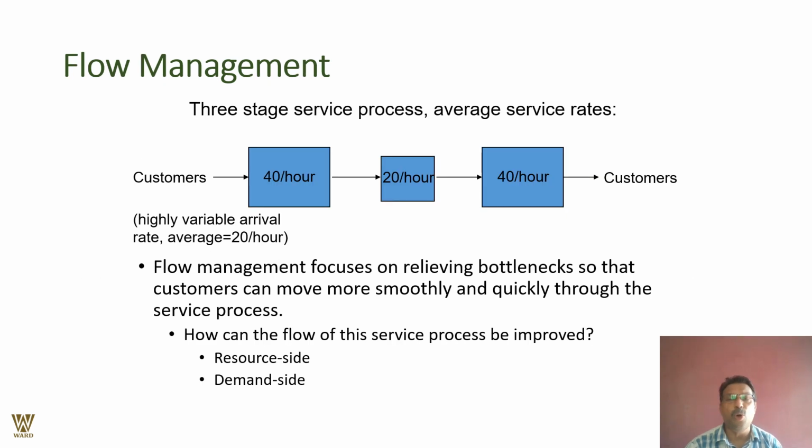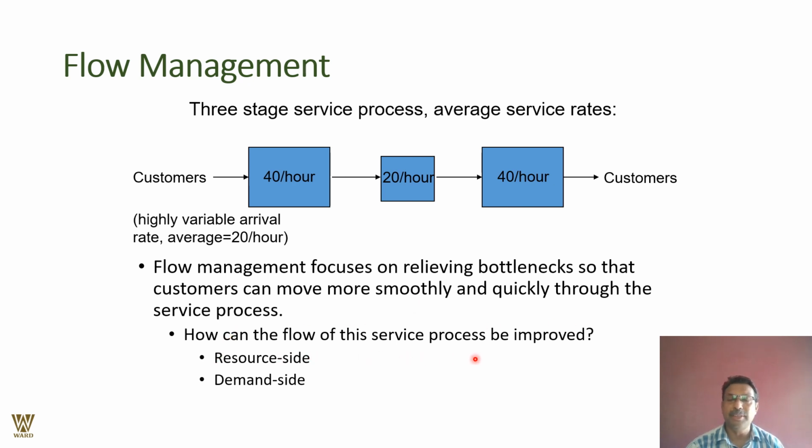And this is what we should all try to be. The flow management, where we are looking into it and how do we go around. There is a three-stage process. You know what it is? The average service rate is, let's say, 40 per hour, or 20 per hour, from the customers to the customer. Highly variable arrival time. The average rate remains 20 per hour. The flow management focuses on relieving bottlenecks so that the customers can move more smoothly and quickly through the service process.